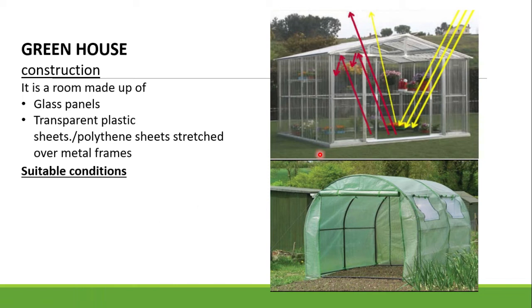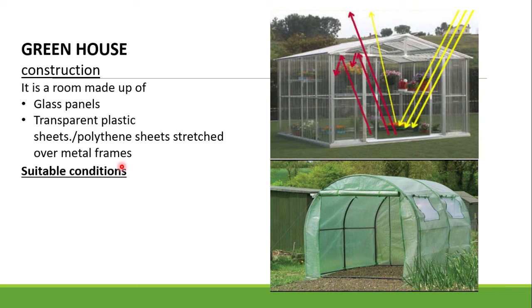See how it is constructed. A greenhouse is made up of glass panels or transparent plastic sheets. These are named as polythene sheets, which stretch over metal frames. It looks like this or it may be like this. These are named as polytunnels, which are cheaper compared to glass. So glass houses are expensive compared to polythene sheets or polytunnels. Both are created to provide suitable or favorable conditions for the plants.